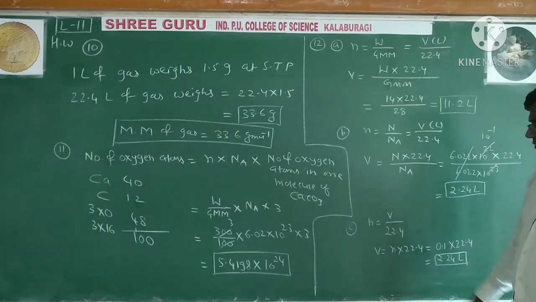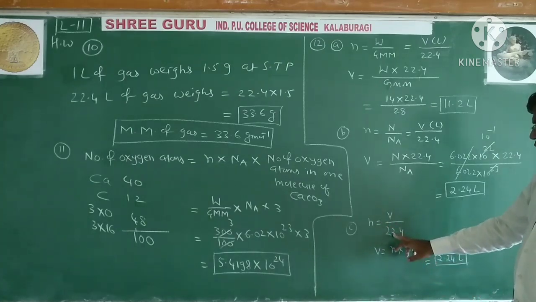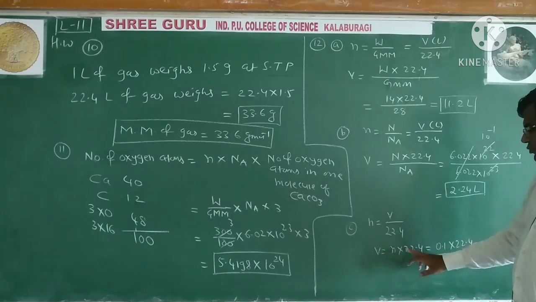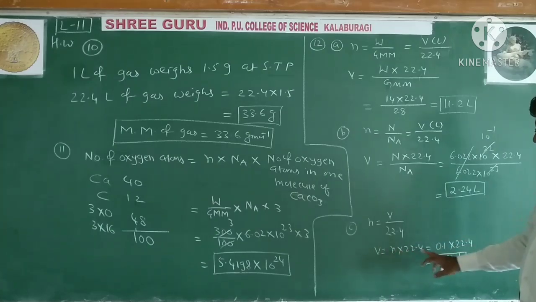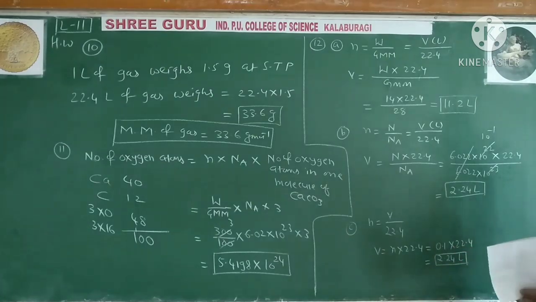And the last one is 0.1 mole of sulfur dioxide. So n equals V by 22.4, V equals n into 22.4. The number of moles is directly 0.1 into 22.4 equals 2.24 liter.